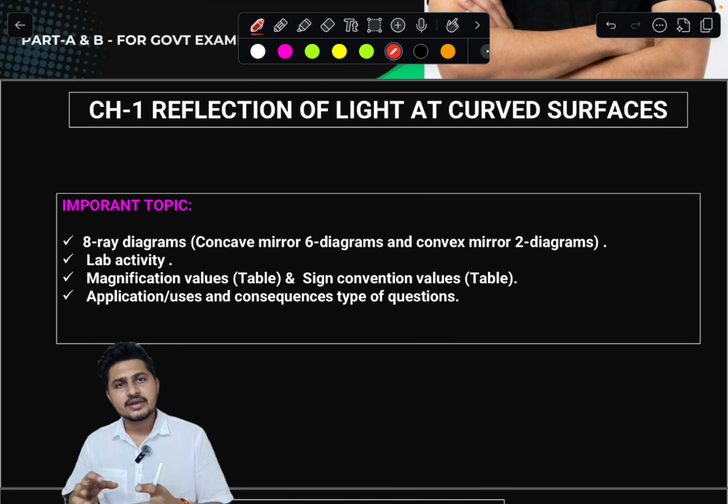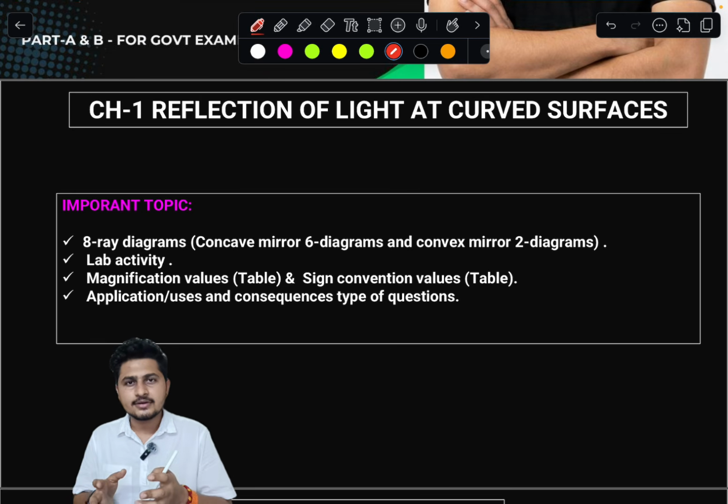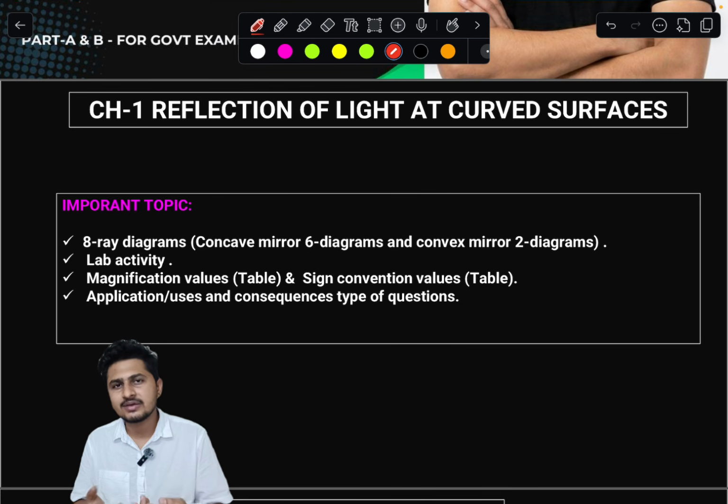But the last one is application and consequences type of question. They can ask you to write the application of spherical mirror in day-to-day life, or what will happen if you use this mirror in place of that mirror, and how focal length depends on the medium, or does it not depend on the medium. That type of question they will ask in this particular chapter.